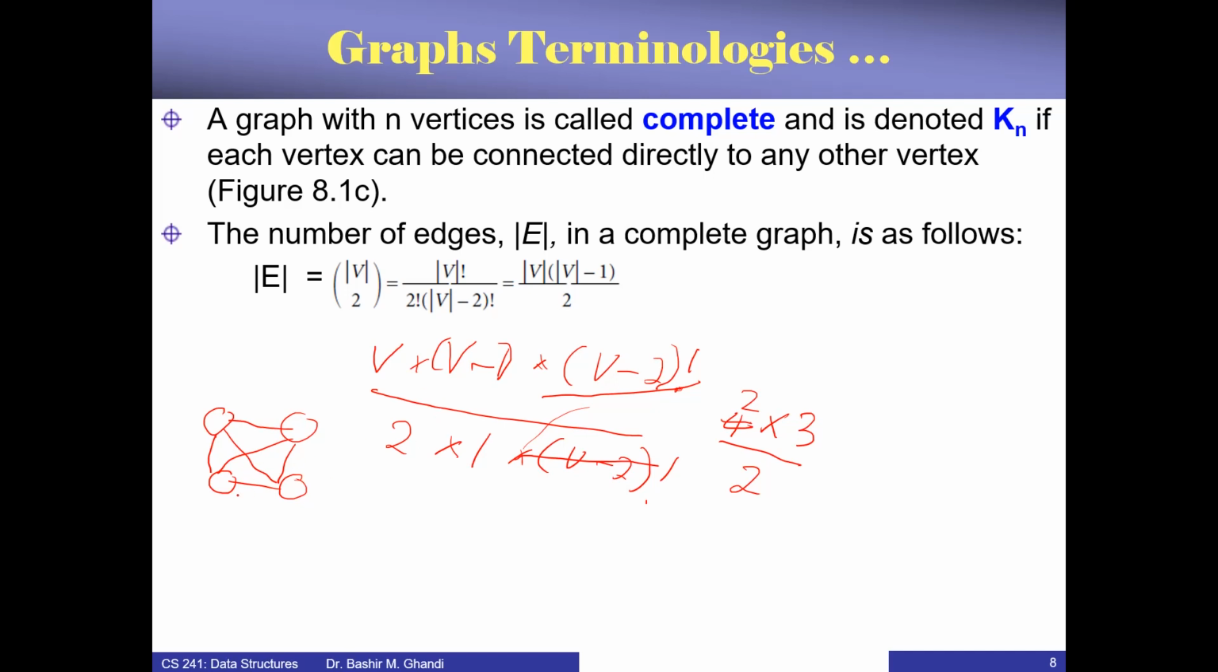Okay. Can we do the same? For example, if we increase one more vertex, so the number of vertices is 5.